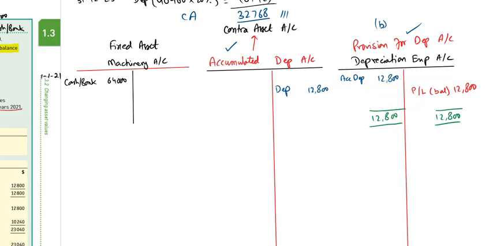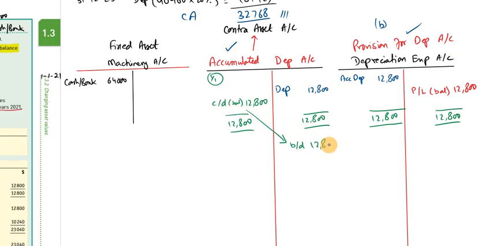So now close the accumulated depreciation account. The total will be 12,800, and here on the debit side 12,800. The balancing amount we will write at this side, because the credit side is heavier, so the balance will be here. This balance is called the carry down balance, that is 12,800. This carry down balance of year one will be the brought down balance of the next year. So this CD will become the BD of the next year.